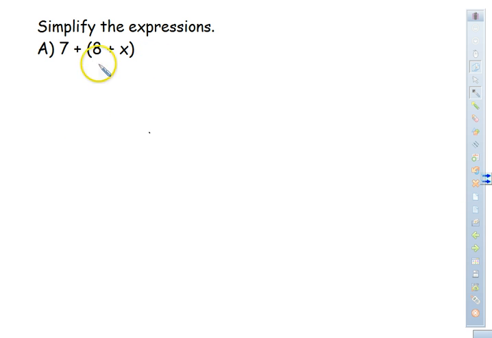Alright, in this situation we have some parentheses on here. Now parentheses are just saying you've got to add these together first. You could also write this as 7 plus 8 plus x. It's giving me the exact same thing. So like terms, we're going to add the numbers that are by themselves together, which gives me 15, plus we have no other x's that are involved here except this one, so it is 15 plus x. Go ahead and check your answer and see if you have the same.